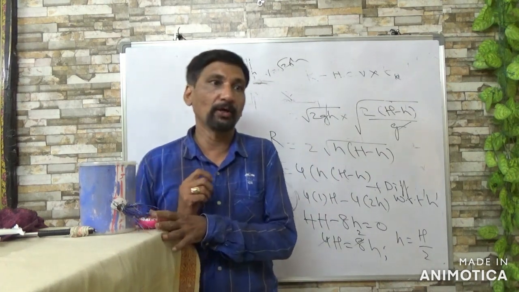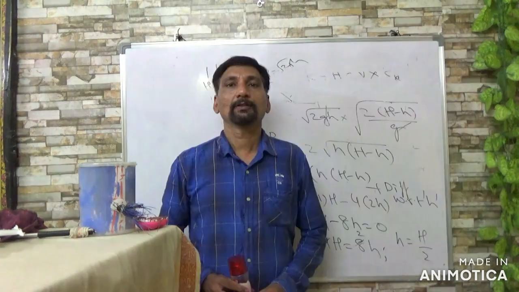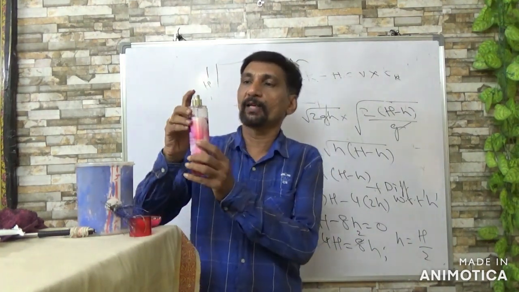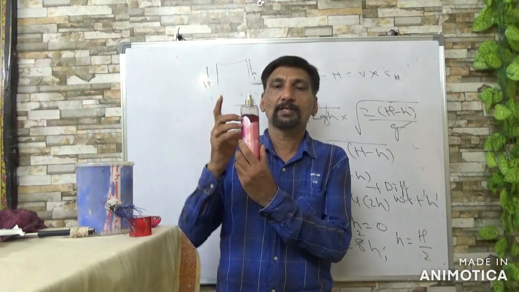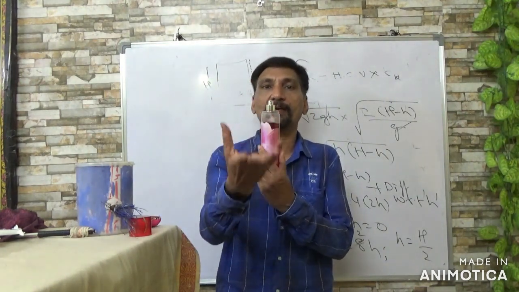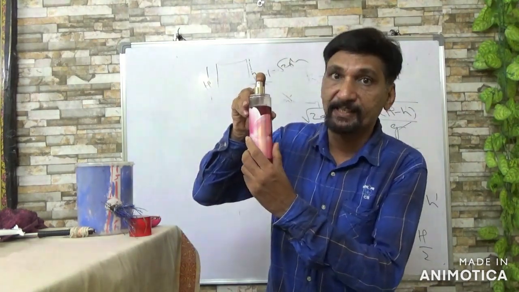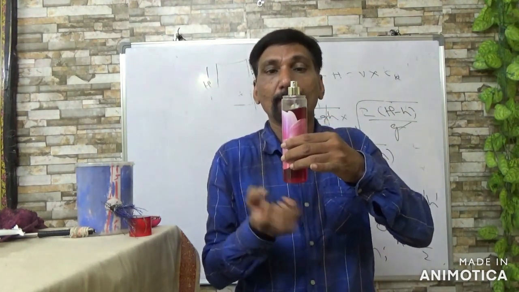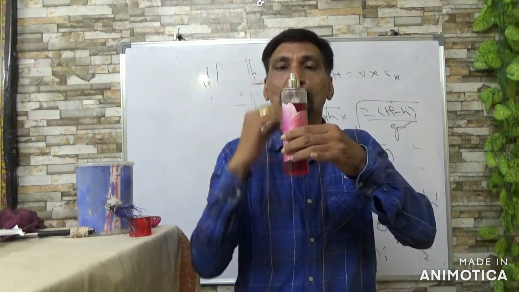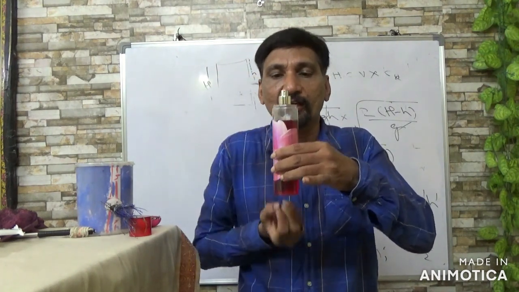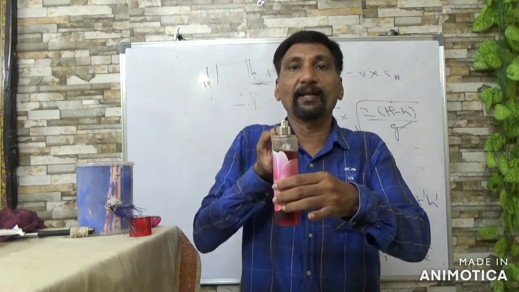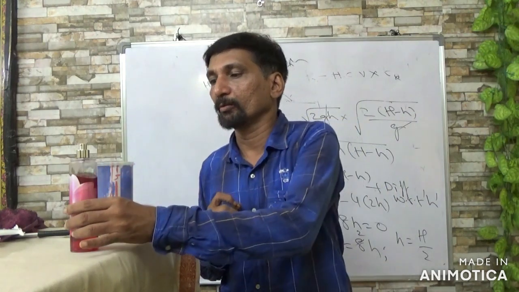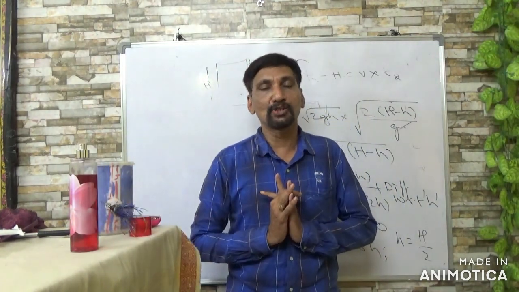And about a sprayer: whenever you press the knob, the perfume is sprayed. The moment you press, it creates more pressure at the bottom and less pressure at the top. Due to this variation of pressure, the fluid flows from bottom to top. It is also nothing but Bernoulli's principle.